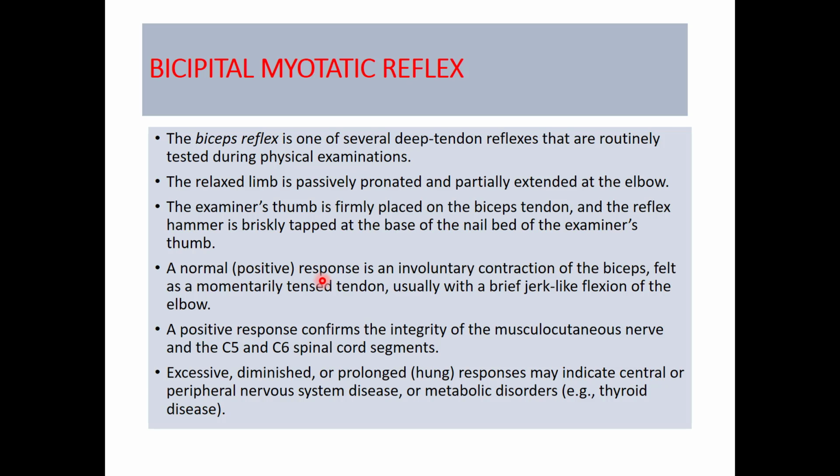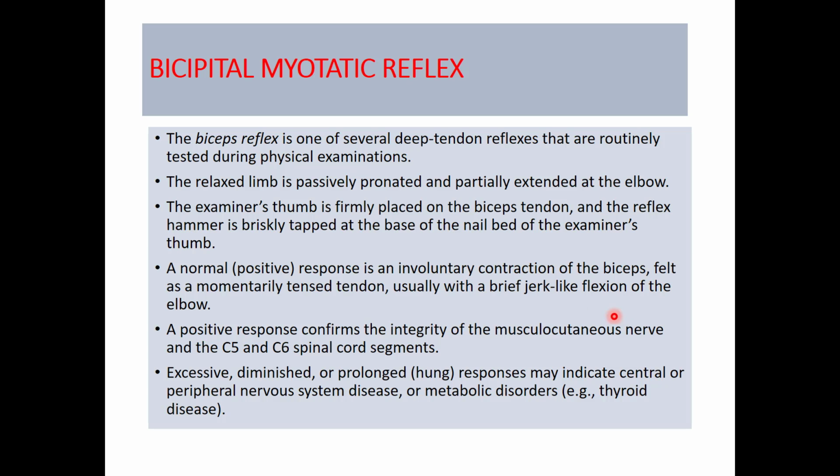A normal positive response is an involuntary contraction of the biceps muscle, felt as a momentarily tensed tendon, usually with a brief jerk-like flexion of the elbow. When the hammer is briskly tapped at the base of the nail bed of the examiner's thumb, what will happen?